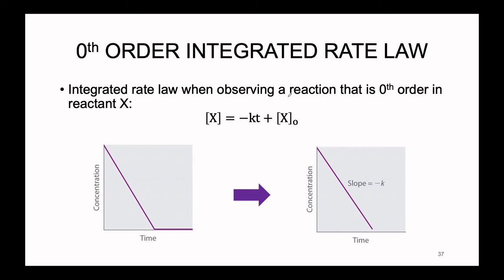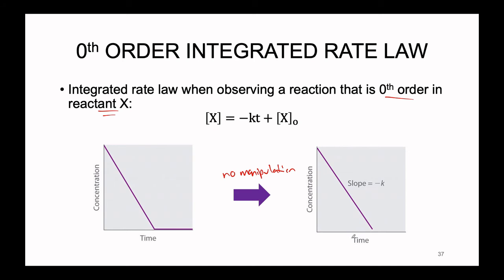So we don't need to take any natural logs, we don't need to take any inverses. The integrated rate law, when observing that a reaction is zeroth order in reactant X, is just a straightforward linear relationship from the get-go. This is confirmed again by turning our attention to concentration versus time data. We can see that this is already just a linear relationship, and so there's no manipulation that we need to do.